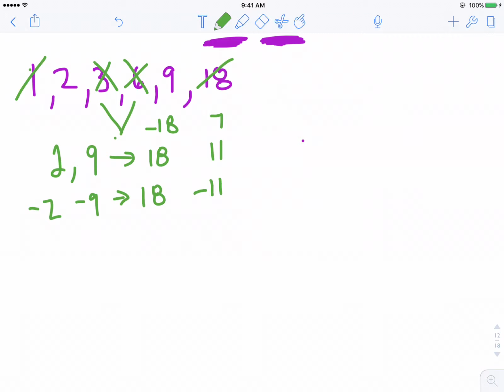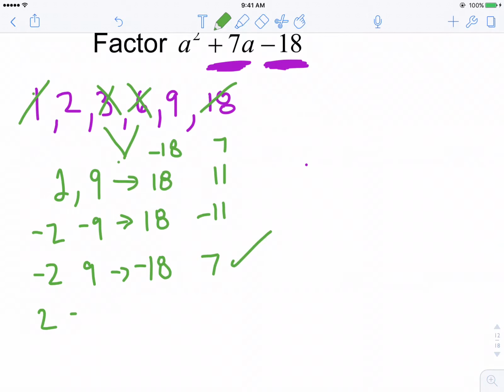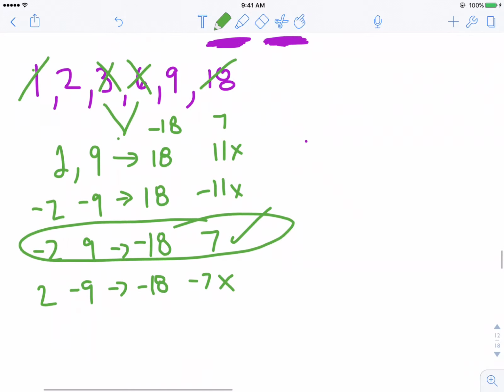So then I think, okay, what about negative 2 and positive 9? That's going to multiply together to give me negative 18. That's going to add together to give me positive 7, which is actually what I'm looking for. My last combination, which I didn't try, was 2 and negative 9. That gives me negative 18, which is what I'm looking for, but a negative 7, which is not what I'm looking for. So none of these combinations work. The only one that works is the negative 2 and the positive 9.